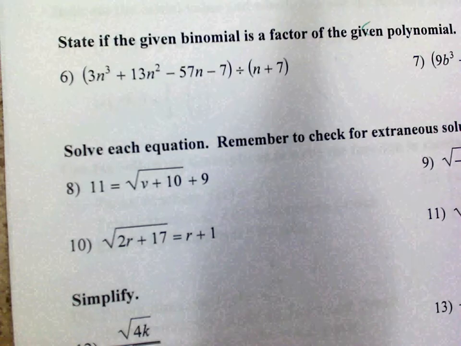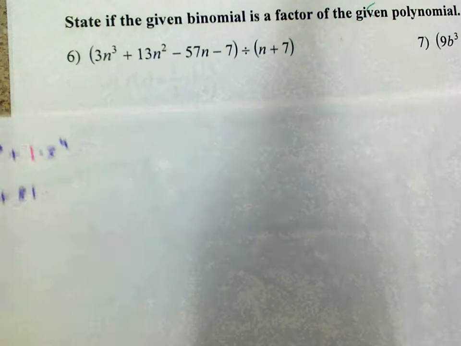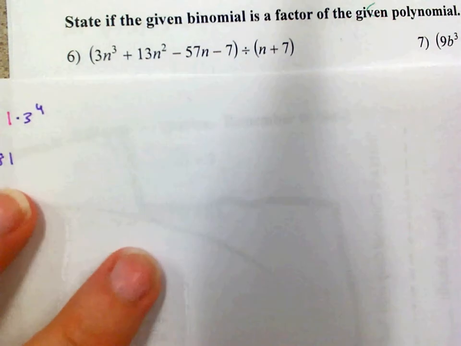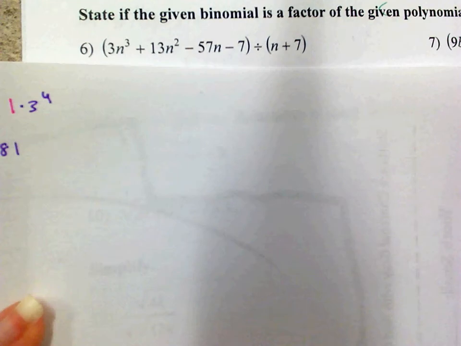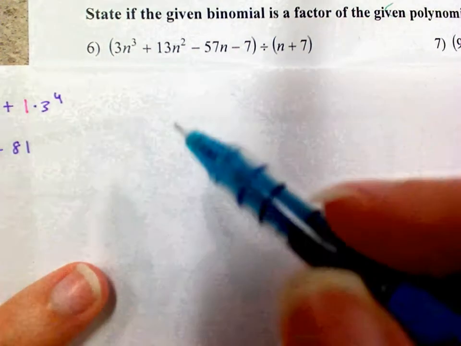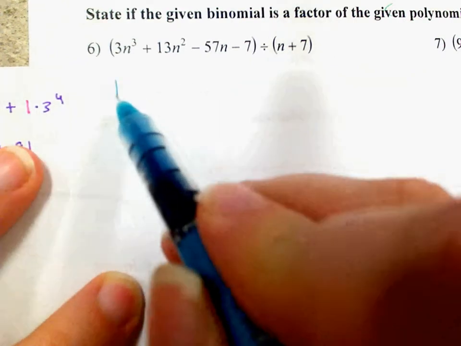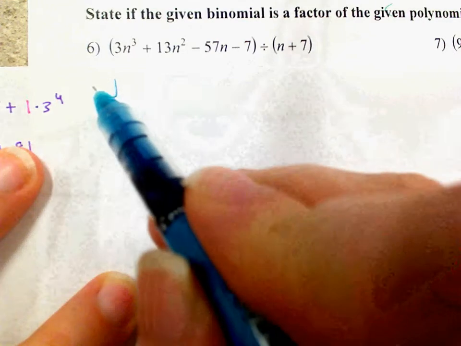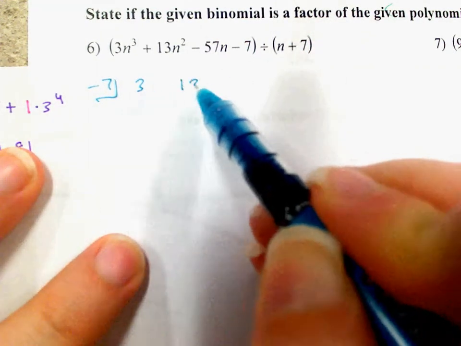Alright, state if the given binomial is a factor of the given polynomial. So the easiest way to do that is to go ahead and do the division. And instead of doing long division, we might as well just do synthetic division. And then just see if you get a remainder. If you get a remainder, it's not a factor. If you don't get a remainder, then it is a factor. So in the synthetic division box, you have to remember to put the opposite of what this is. And we have 3, 13, negative 57, and negative 7.